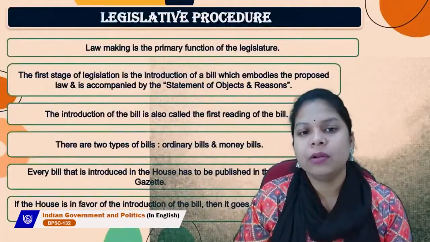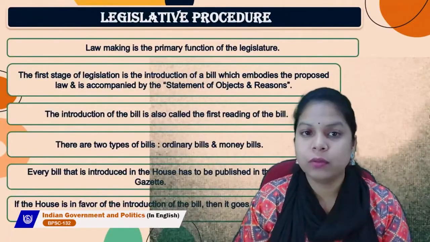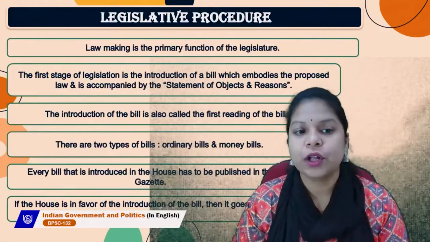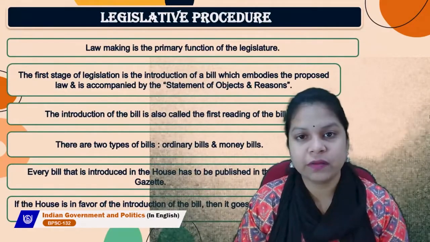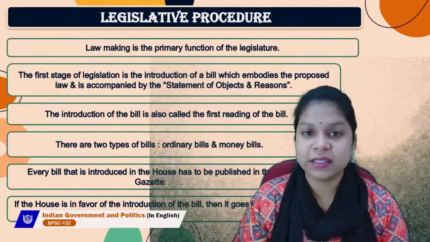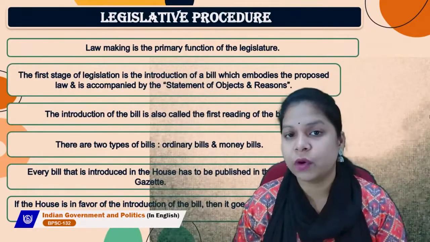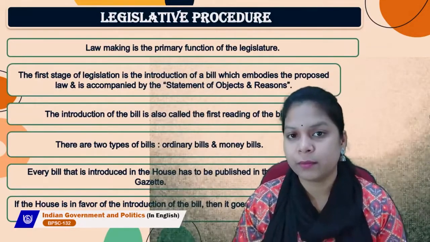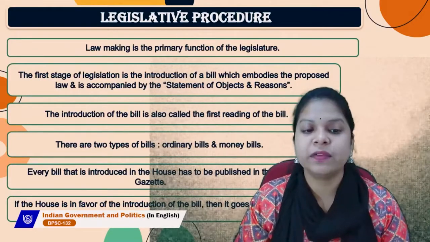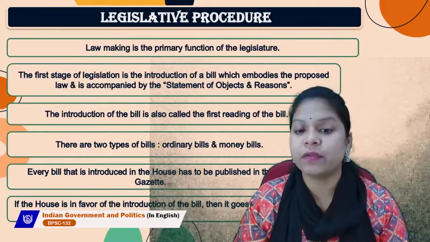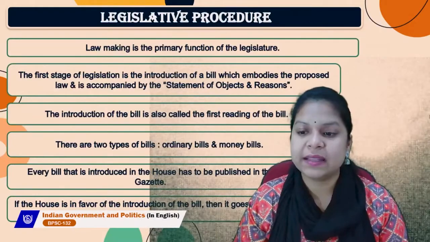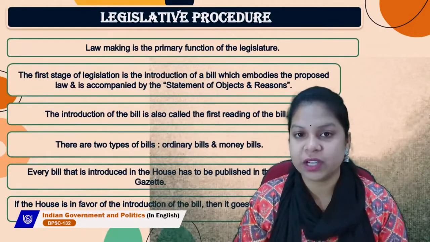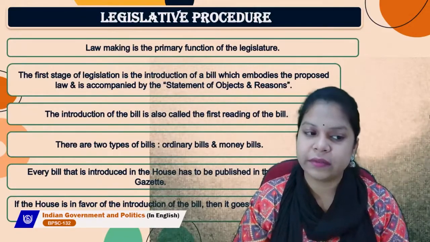Now, let's talk about the legislative procedure and how it moves. Law making is the primary function of the legislature. Let's talk about the first stage, what happens and what next stages come. The first stage of legislation is the introduction of a bill which embodies the proposed law and is accompanied by the statement of objects and reasons. So this is the first stage.